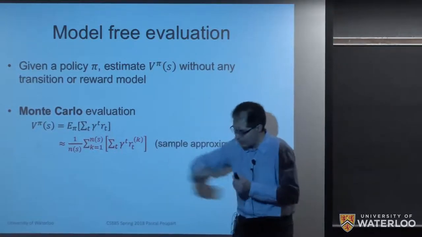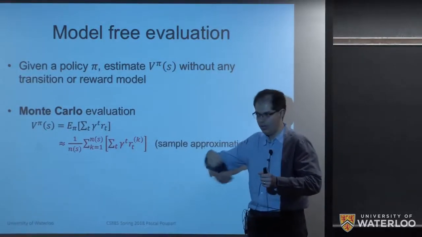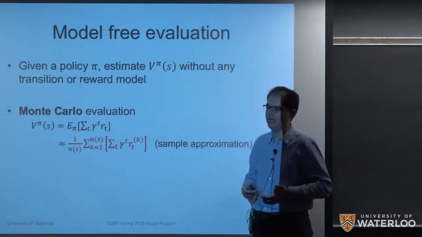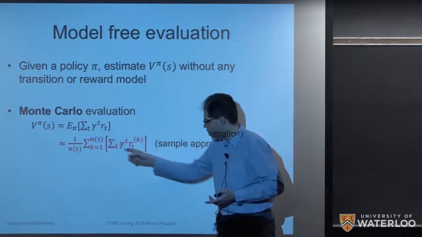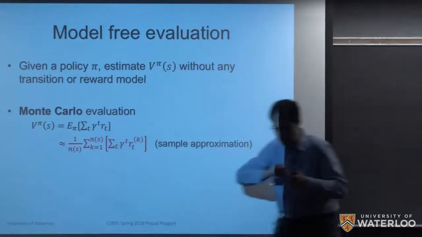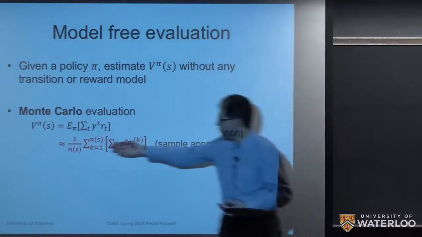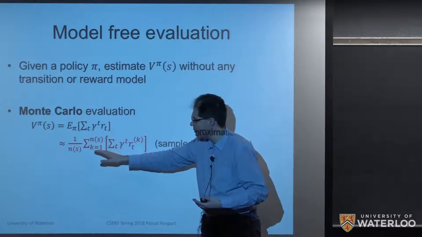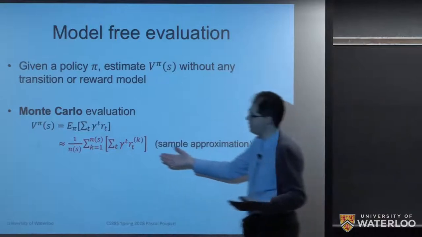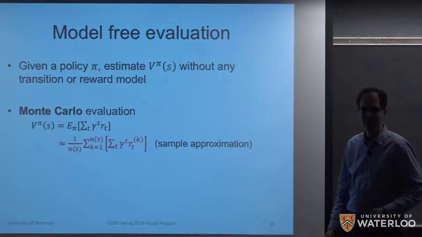So I'm going to do several runs. So I'm going to start in my state S and then execute a sequence of actions according to my policy pi and just observe what are the rewards that I obtain. Okay? And then I'm going to add up those rewards, multiply by the discount factor. And in each one of them, this discounted sum for one trajectory is going to be a sample. And then I'm going to take an average of several samples. And this will be my estimate, right? So this is a simple way of estimating the value of a policy pi without knowing the transition or the reward model.